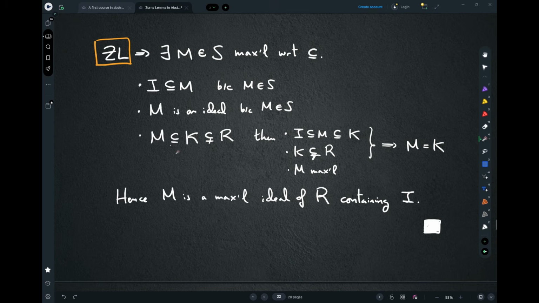Why? Well, let's suppose that I have this ideal and I have some other ideal K in between, some other proper ideal. Could this be? Well, we know that I is contained in K, and K is contained in M. We are assuming that K is proper, and we know that M is maximal in S, so these two things would say that K is also in S, but M is maximal in S, and therefore M would be equal to K. Then if M is equal to K, that shows that M is a maximal ideal of the ring R containing I, which is what we wanted to prove.